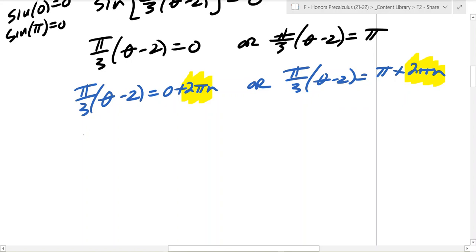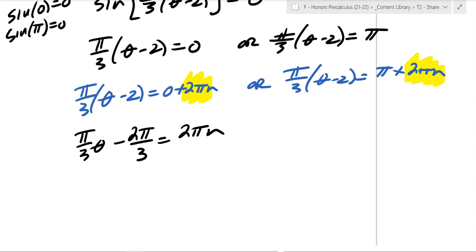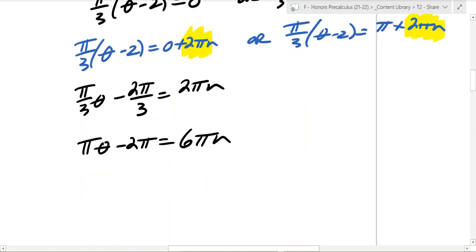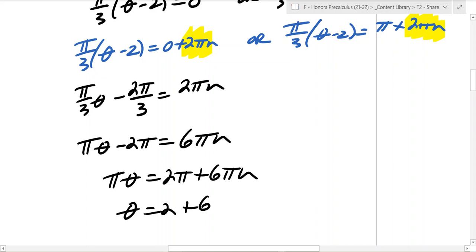So you end up with pi over 3 theta minus 2 pi over 3 is equal to 2 pi n, just like this. And then to get rid of the fraction, I can multiply by 3, so I end up with pi theta minus 2 pi is equal to 6 pi n. So then I'm going to end up with, let's say, pi theta is equal to 2 pi plus 6 pi n. Divide by pi, you end up with 2 plus 6n.